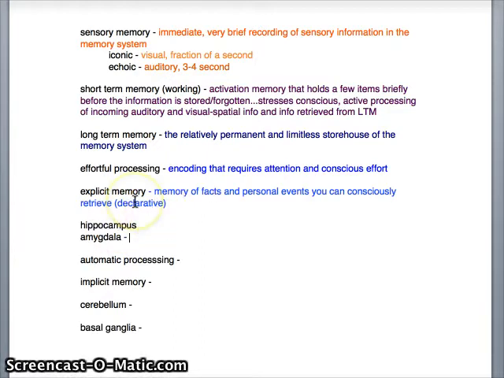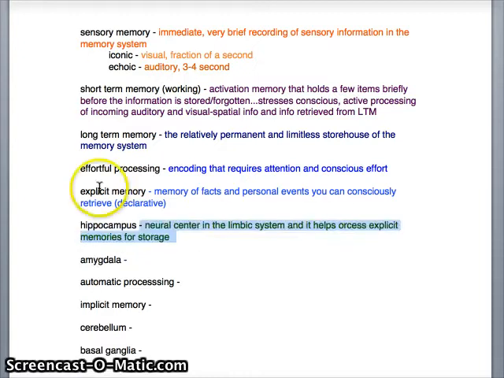And these are called declarative because you can declare them. You can say, I know this, let me tell you what I remember. It's easy to talk about, it's easy to explain. That's what that means by declarative and how you can have conscious retrieval. The parts of the brain that are connected with this, one is the hippocampus. That's the neural center in the limbic system that helps process explicit memories into storage.